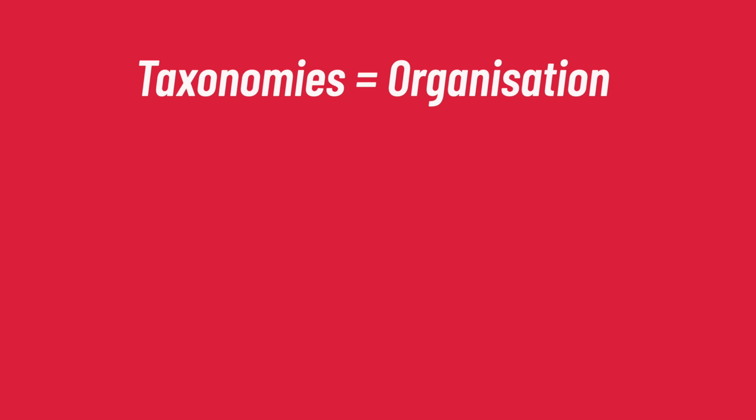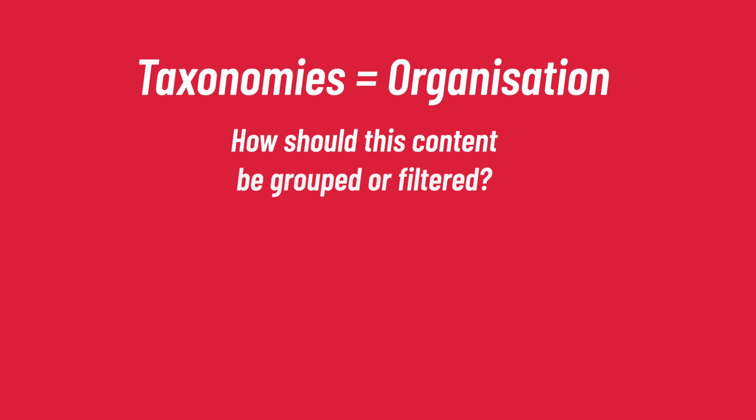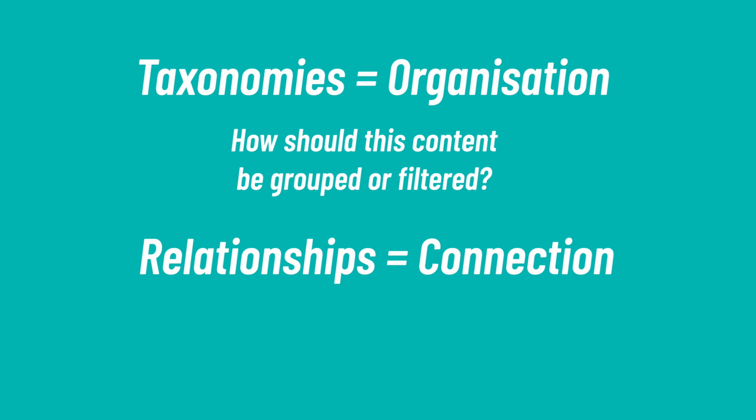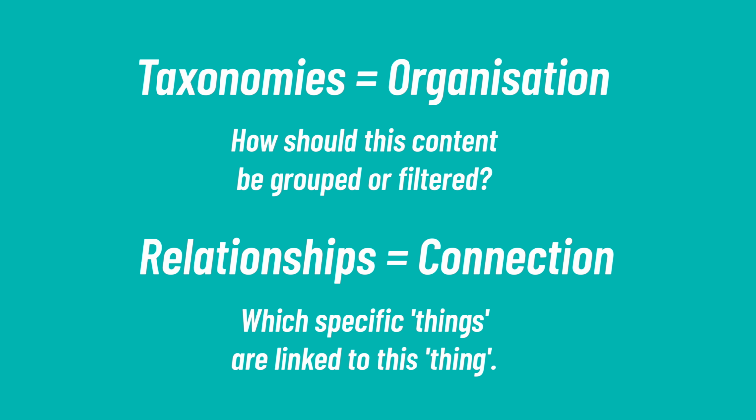A taxonomy is mainly about organization. It answers the question, how should this content be grouped or filtered? A relationship field is about connection. It answers the question, which specific things are linked to this thing? That difference sounds small, but once it clicks, it changes how you build sites forever.